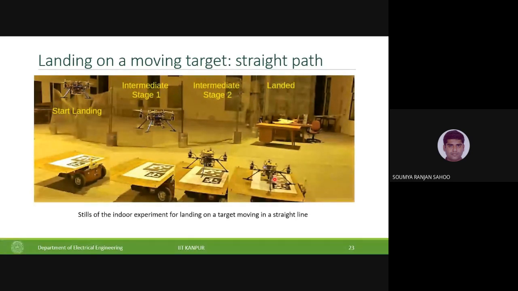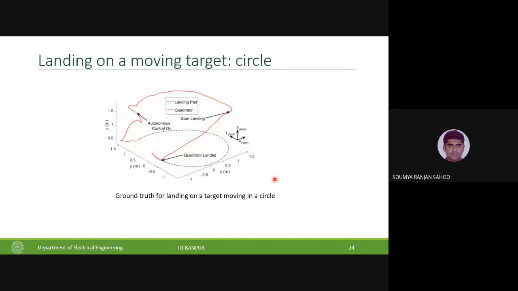Next, we graduated and moved on to landing on a vehicle moving on a circular path. So this red path shows the path of the quadrotor, and the dotted one shows the path of the ground vehicle in the Vicon environment. Though the tracking was done using the camera, we still had Vicon so as to see what the actual path turns out to be, and hence this is the ground truth that we have.